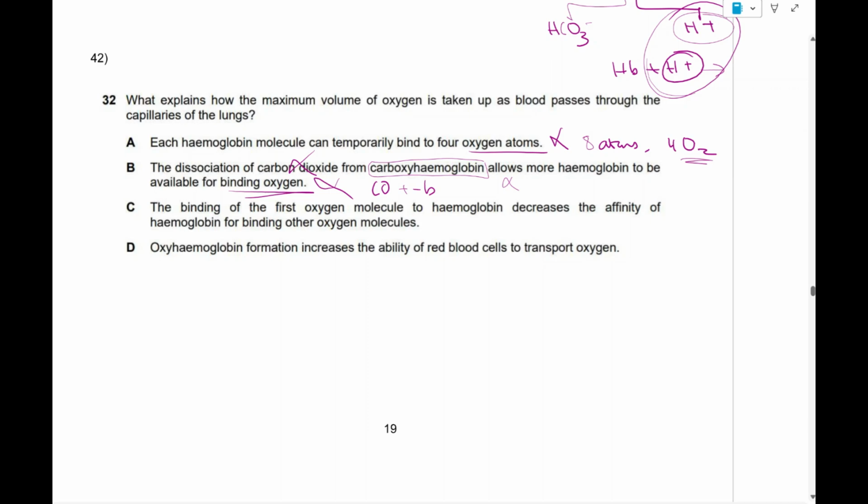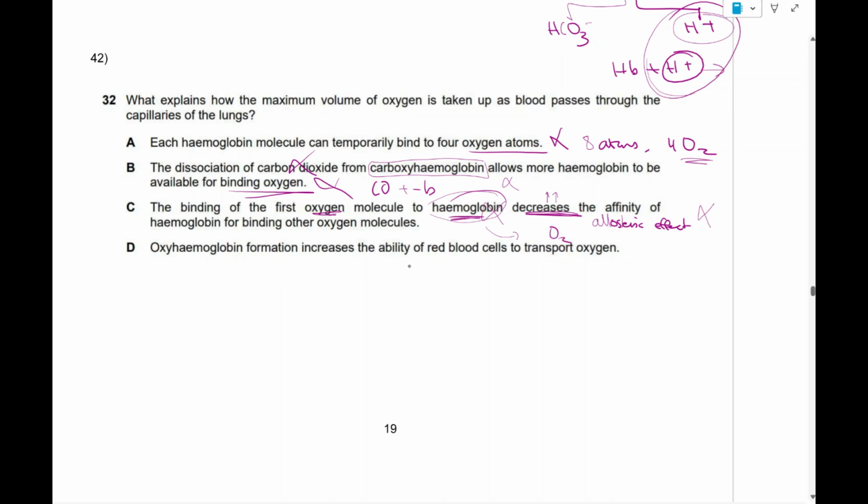C. The binding of the first oxygen molecule to hemoglobin decreases the affinity of hemoglobin for binding other oxygen molecules. So this is incorrect. The reason for this is that actually it increases the affinity because binding of one oxygen molecule to the hemoglobin has an allosteric effect. This means the more oxygen molecules binding to hemoglobin, the easier for the next oxygen molecule to also bind. So it increases the affinity, making it easier for the other oxygen molecules to bind, not harder. Therefore, this is incorrect.